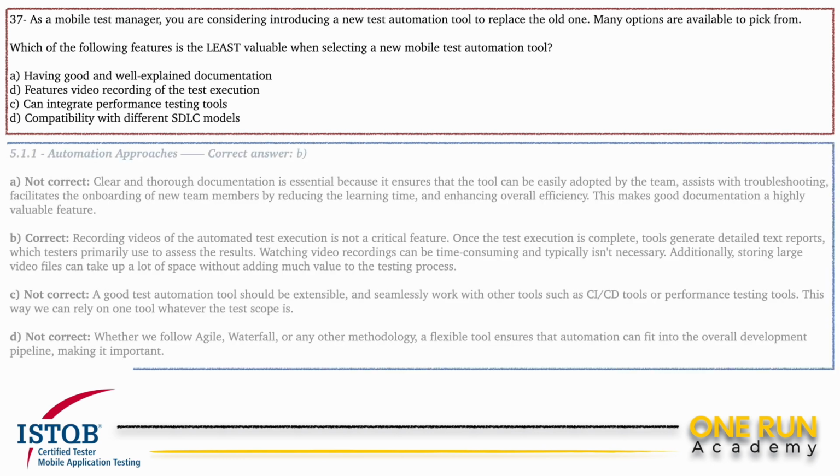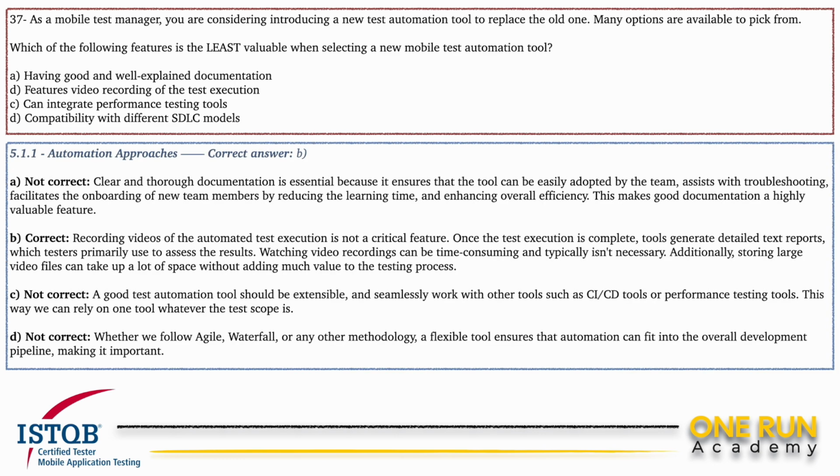Option A, having good documentation. Documentation is critical for any test automation tool. If a tool has clear and thorough documentation, it makes the tool much easier to adopt and use by your team. Well-explained documentation helps reduce learning curves, making it easier to onboard new testers and helping your team troubleshoot problems faster, which makes the overall test process more efficient. For these reasons, this feature is very valuable and should be a priority when selecting a tool. So this option is not the correct answer since we're looking for the least beneficial feature.